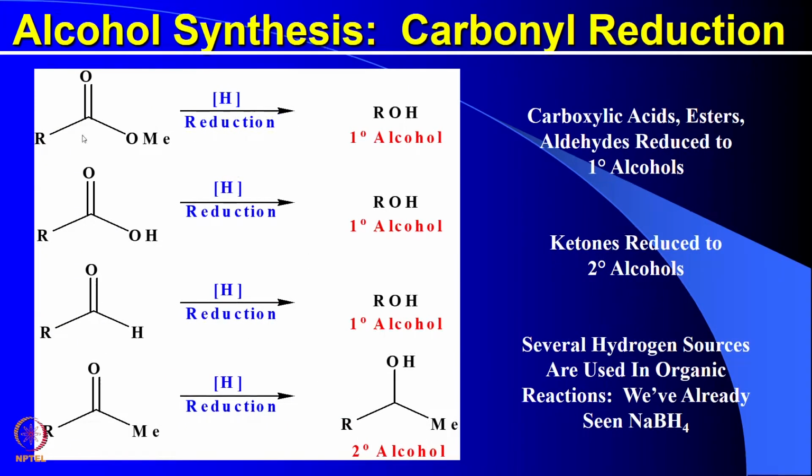When we try to reduce the ester, we get a 1 degree alcohol. When we try to reduce the acid, we end up getting a 1 degree alcohol. When we have an aldehyde and we try to reduce it, we get a 1 degree, primary alcohol. But if we have a ketone and we try to reduce it, we end up getting a secondary or 2 degree alcohol. For these different reactions, we use different types of reducing agents, and we will see how those reducing agents should be chosen and how they act on various carbonyl compounds.